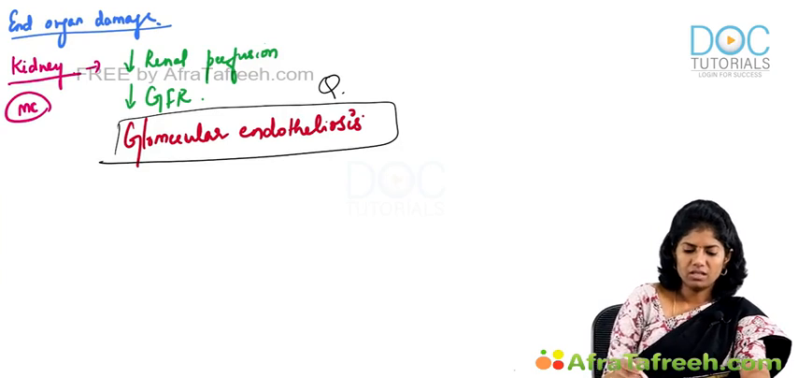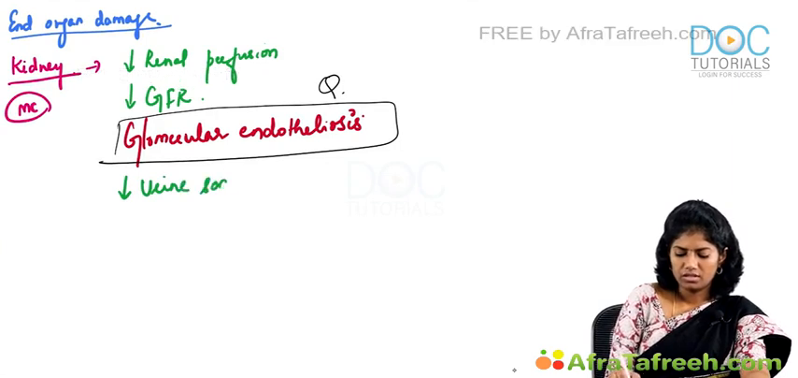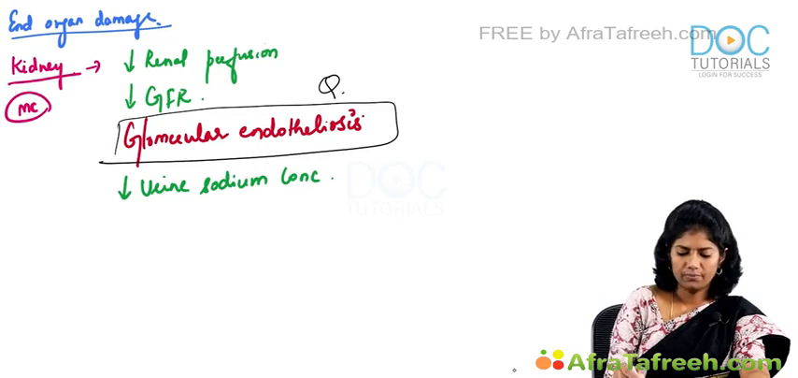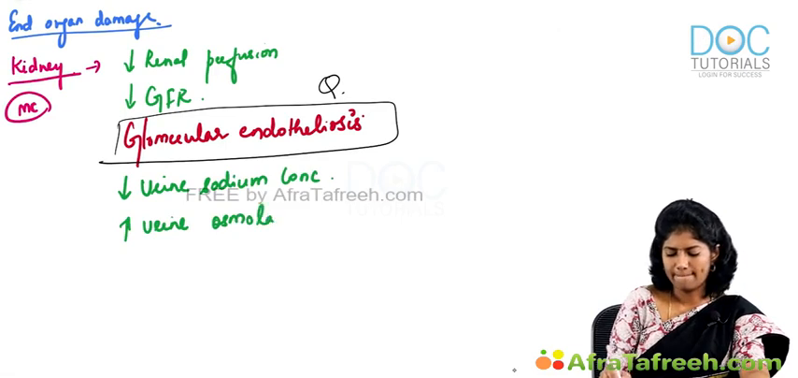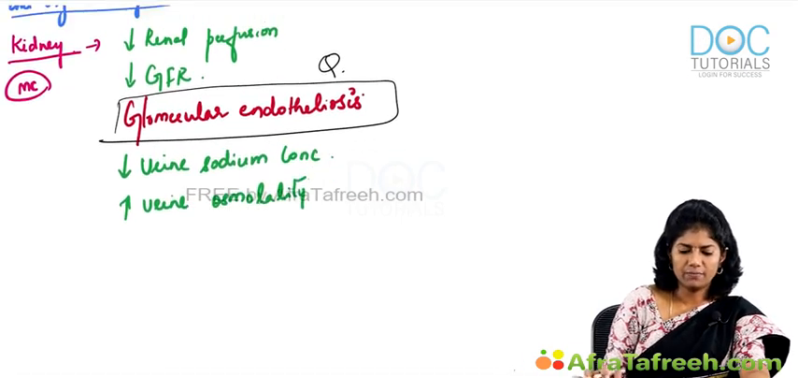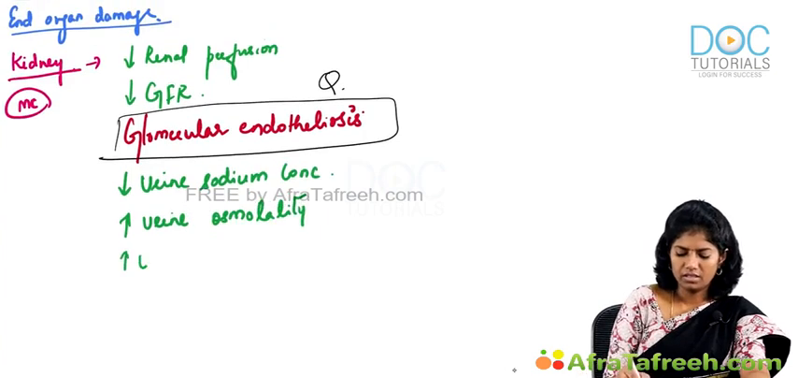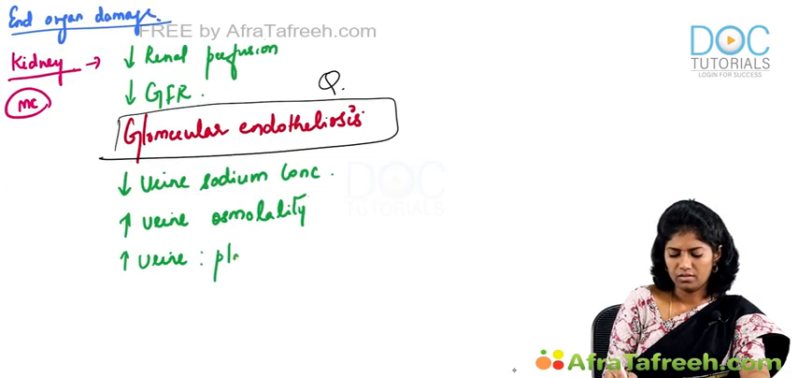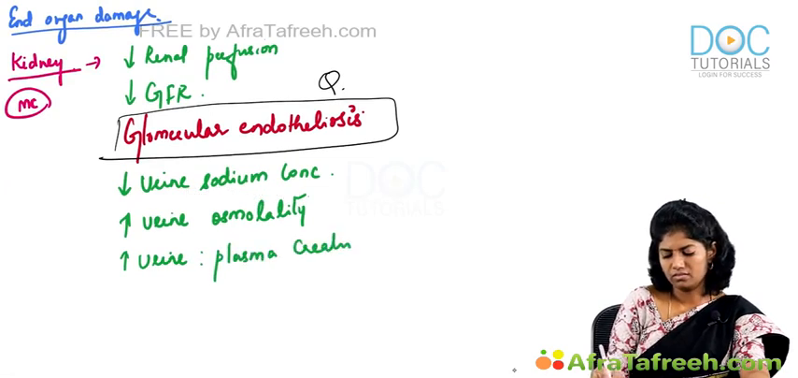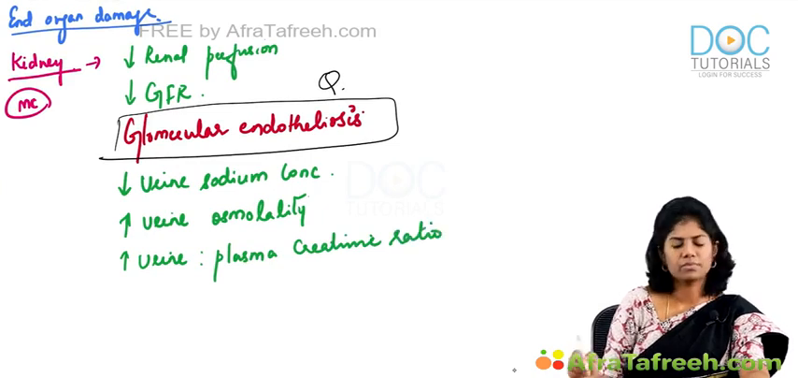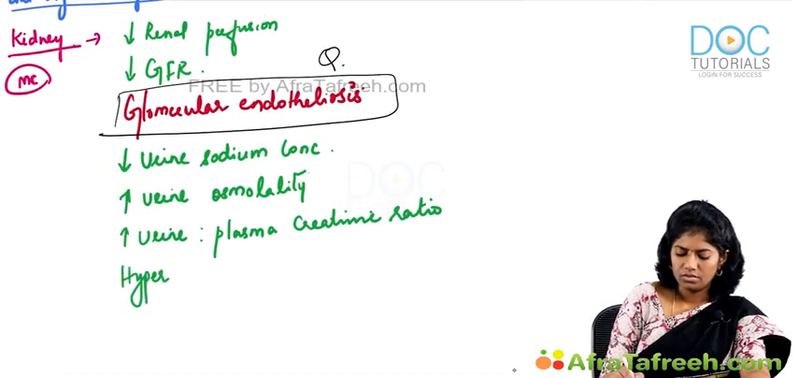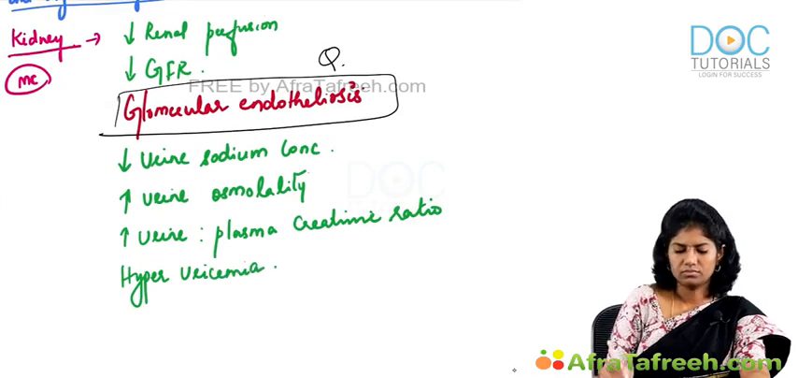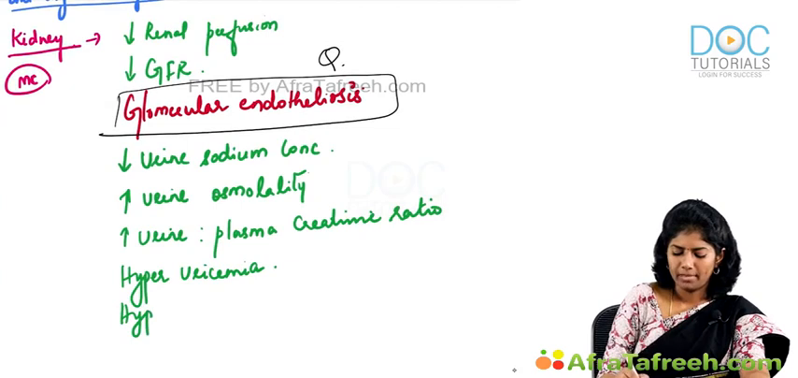Apart from this, the other changes are decreased urinary sodium concentration, increased urine osmolality, increased urine plasma creatinine ratio, and as I already told you, hyperuricemia, hypocalciuria.